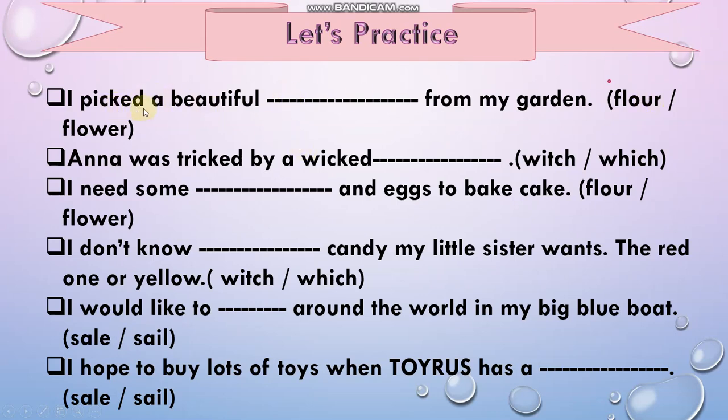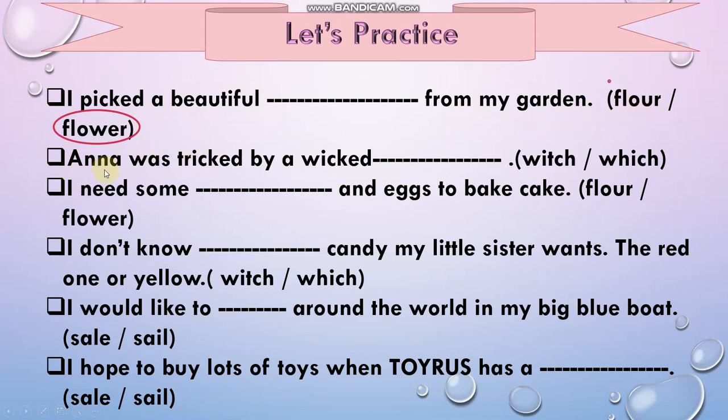I picked a beautiful dash from my garden. Now, check out the sentence again. It says, I picked up a beautiful dash from my garden. Something that I might pick up from a garden. Now, is it this flower or this flower? Both of them sound the same, but which one do I mean when I say I'm picking it from my garden? It is this one, flour. Yes, and this one is used to bake bread or cakes.